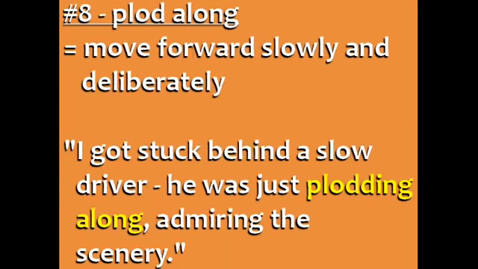Number 8. Plod along. Move forward slowly and deliberately. I got stuck behind a slow driver. He was just plodding along, admiring the scenery. The phrasal verb plod along can refer to slow physical movement, like driving or walking, or it can refer to slow progress in a project or a movie.